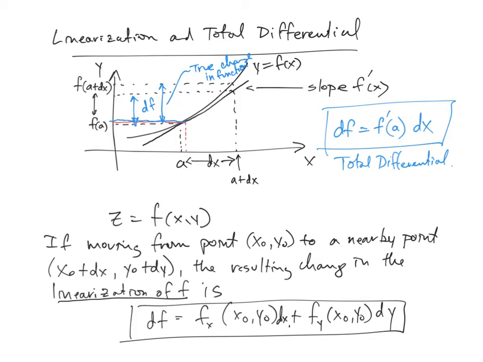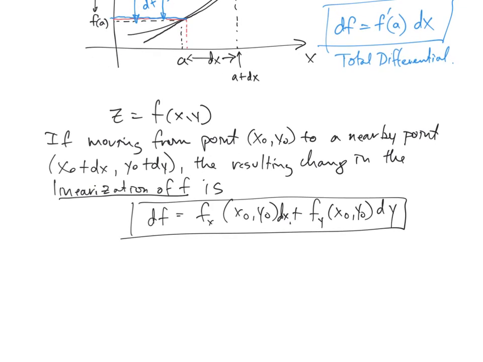Okay, so again, this total differential is not the true change in the function. It's really an approximation of the change in the function as you go from this point, x naught, y naught, to a different point, x naught plus dx, y naught plus dy. Okay, so let's look at an example of this. Well, before we do that, let's also write this down.